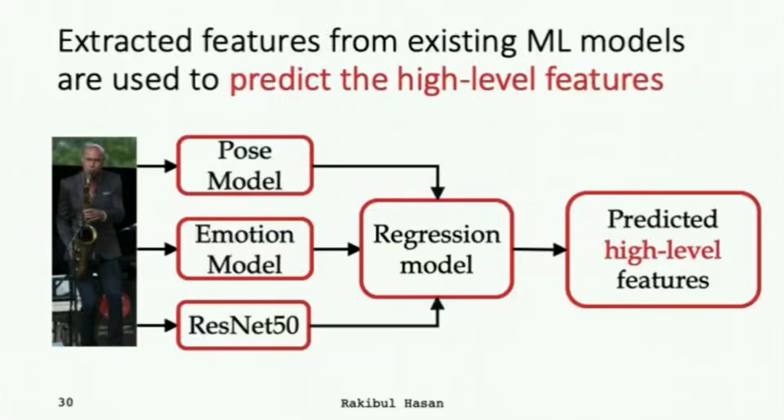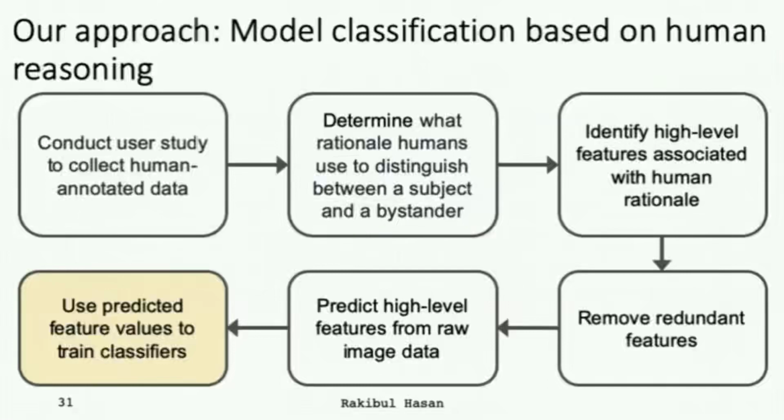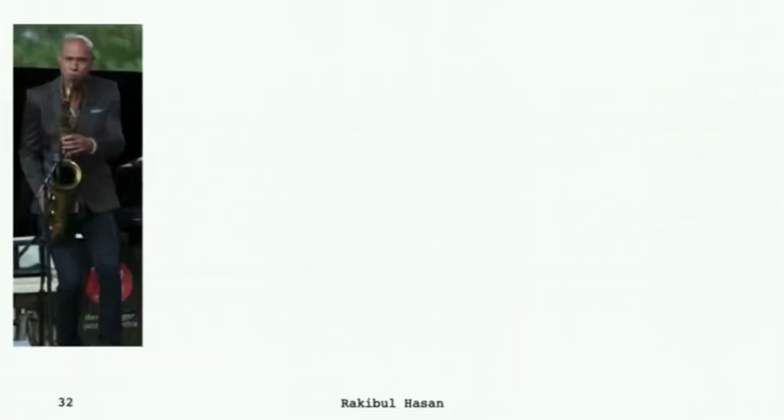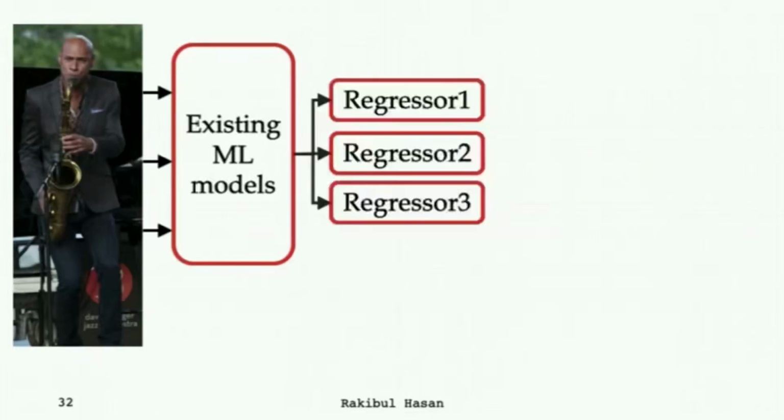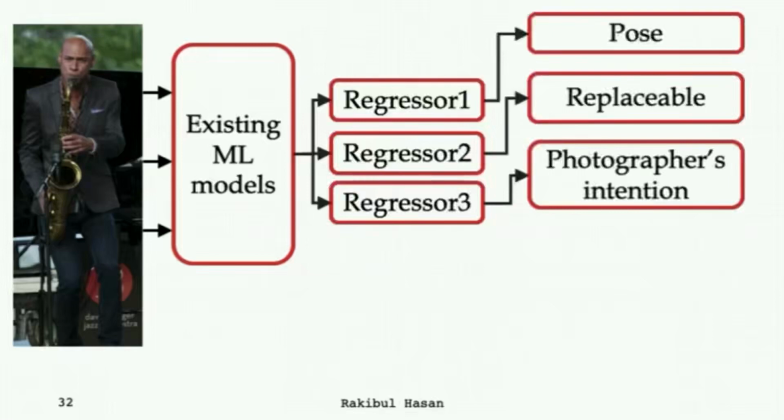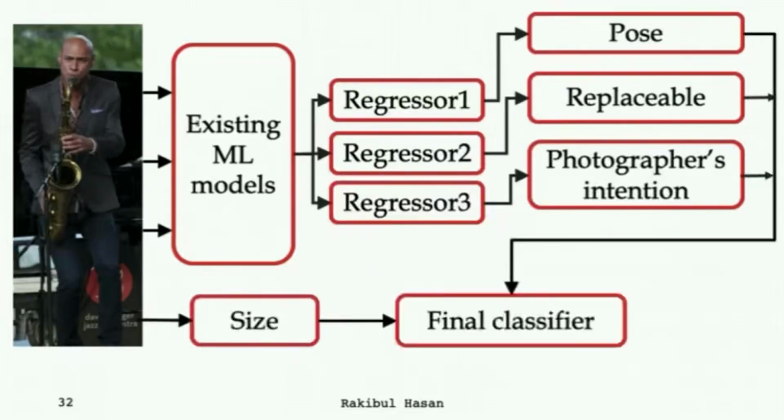A separate regression model was built for each of these high-level features. Finally, we use these predicted high-level feature values to train a classifier. Combining everything, here is the full process of building the final classifier. The image is used to extract intermediate features using several existing deep learning models. These intermediate features are then passed through regression models to predict high-level features. Combined, these features are used to train the final classifier.